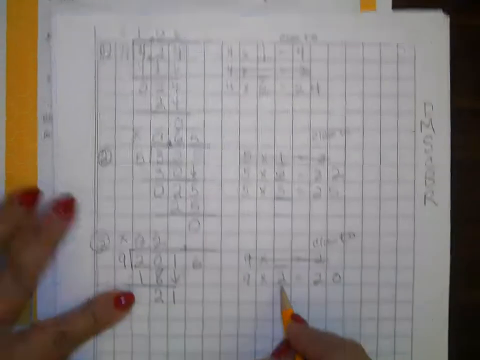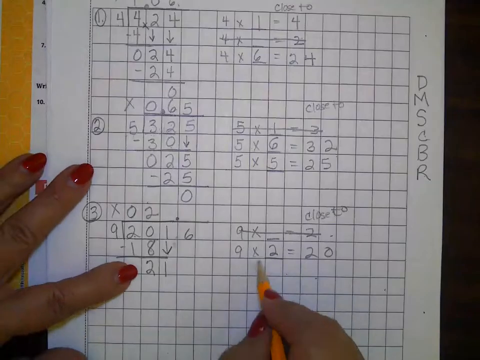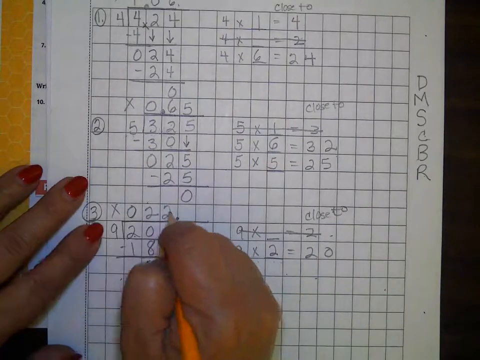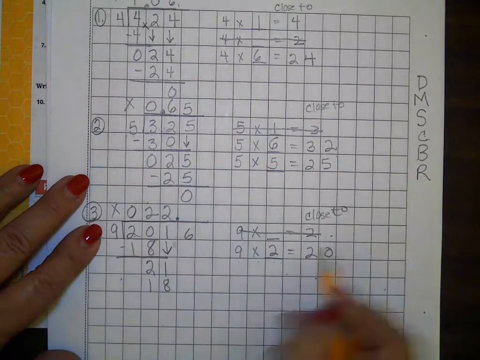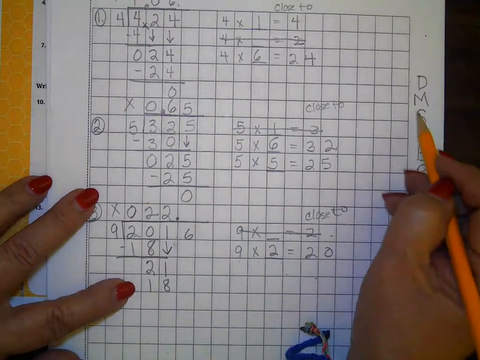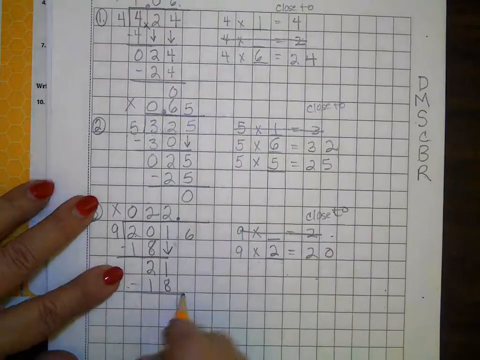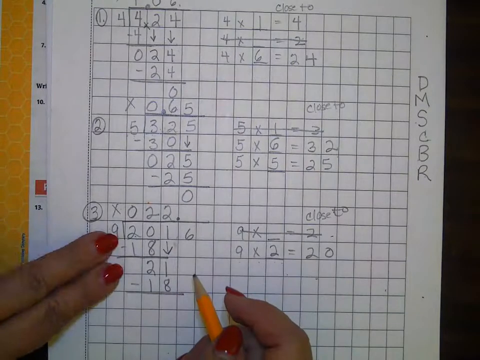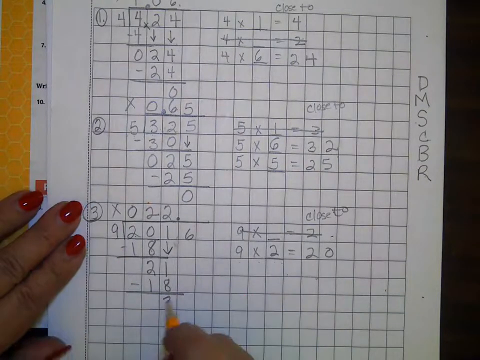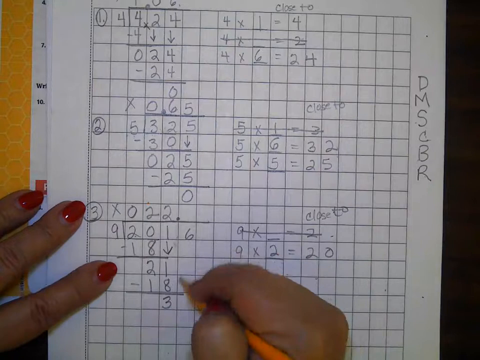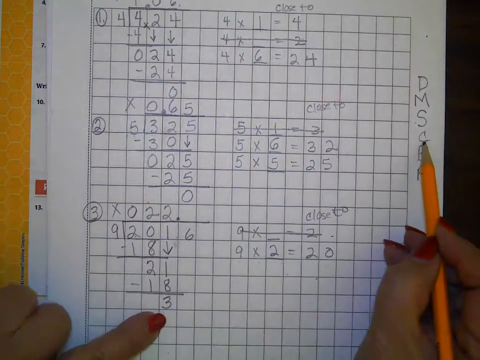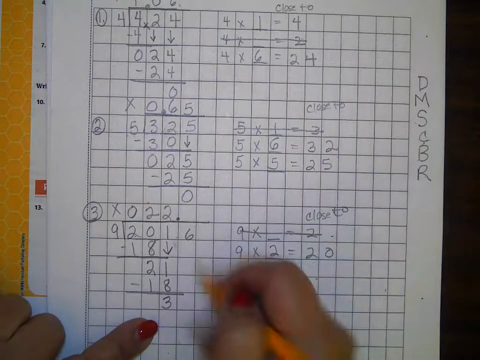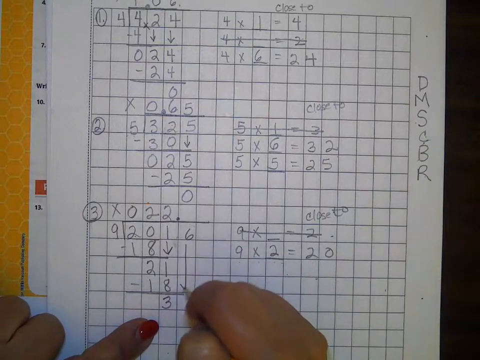Well, look at what I already have. 9 times what? This time it's 21. So it's still going to be 2. 9 times 2 is 18. I multiply that out. Next, I'm going to subtract. 18, 19, 20, 21, so that's going to be 3. I'm going to check. My difference is less than my divisor, so I'm done there. And now I can bring down.